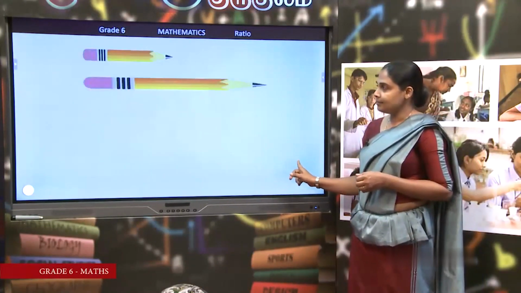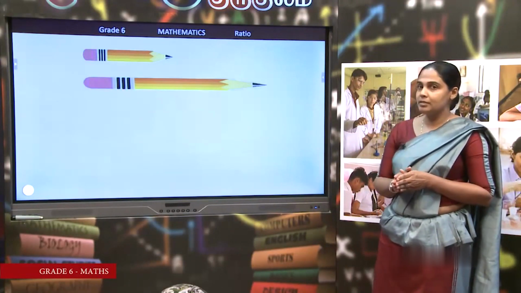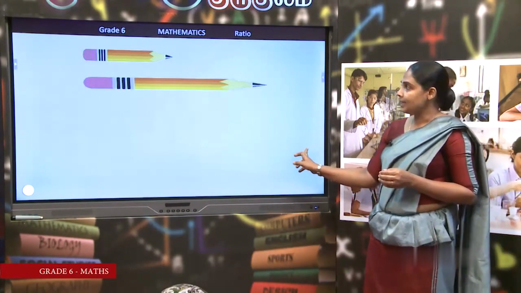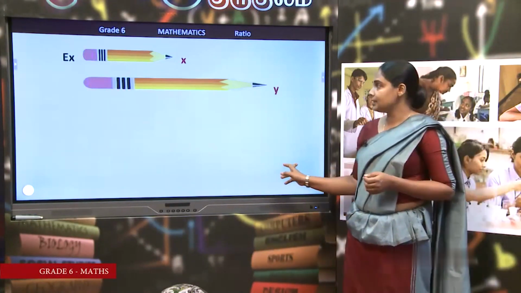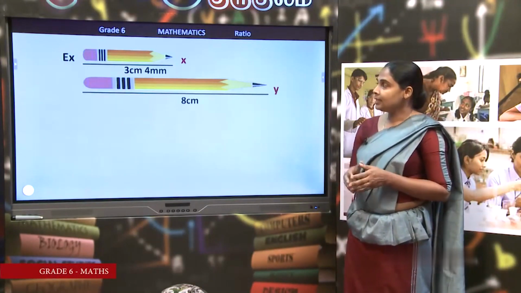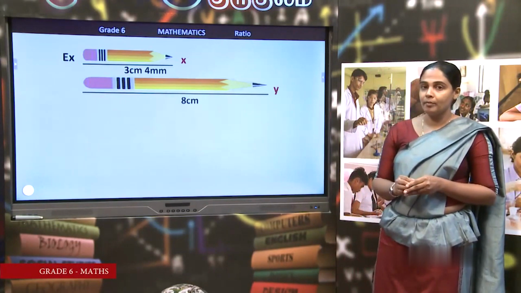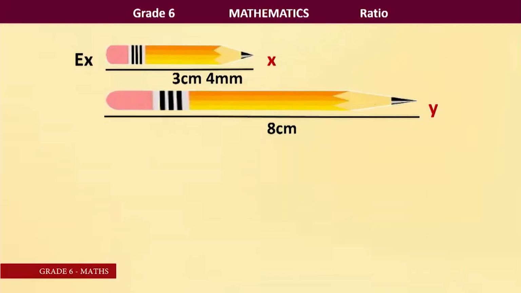Then dear kids, now I am giving another example. Can you see there are 2 pencils, pencil X and pencil Y, and lengths are given in this way. Length of pencil X is 3 centimeter and 4 millimeter. Pencil Y is 8 centimeter.